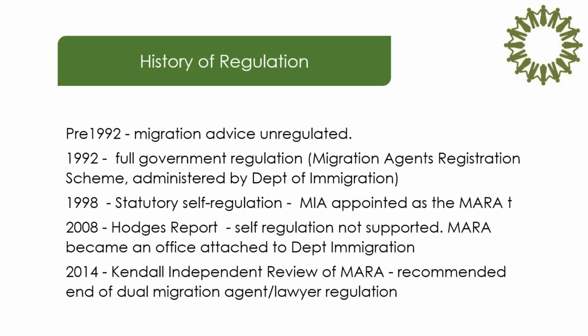The history of regulation of the migration profession or industry: before 1992, migration advice in Australia was unregulated. You just informed the Department of Immigration you wanted to be a migration agent. Then in 1992 it was brought under full government regulation through the Migration Agents Registration Scheme, administered by the Department of Immigration. In 1998, there was statutory self-regulation where the Migration Institute of Australia was appointed as the Migration Agent Registration Authority to be the regulator, and a Migration Agent's Code of Conduct was developed.